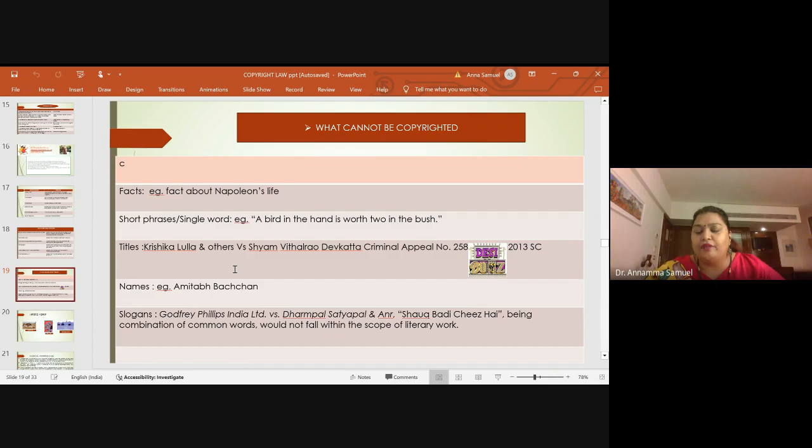So what I would say is that these are some of the things which cannot be copyrighted, but it doesn't mean that they cannot be protected at all under IP. For example, slogans can be protected under trademark. So everything will not be protected under one category of IP.